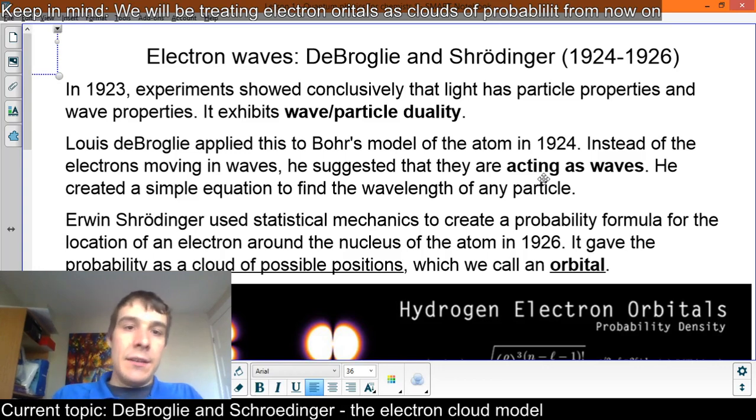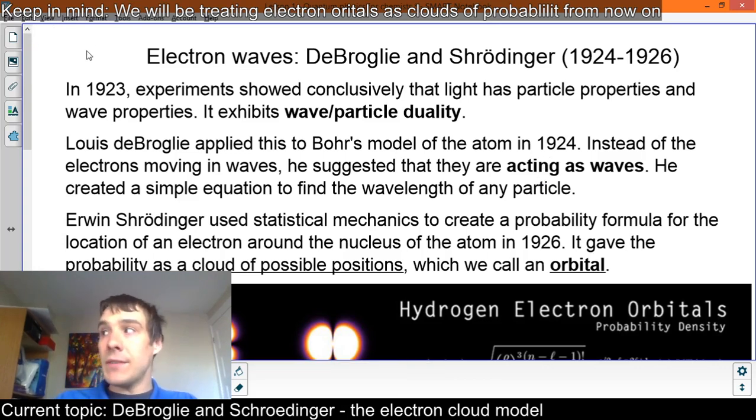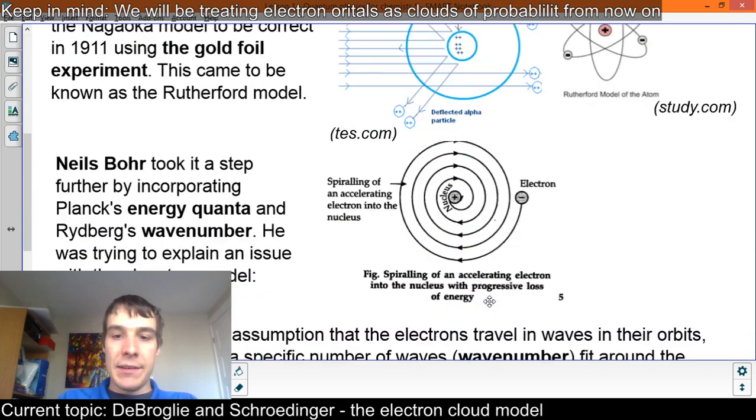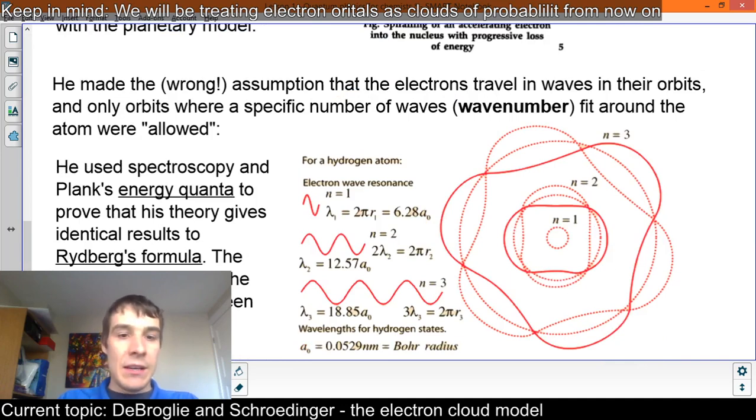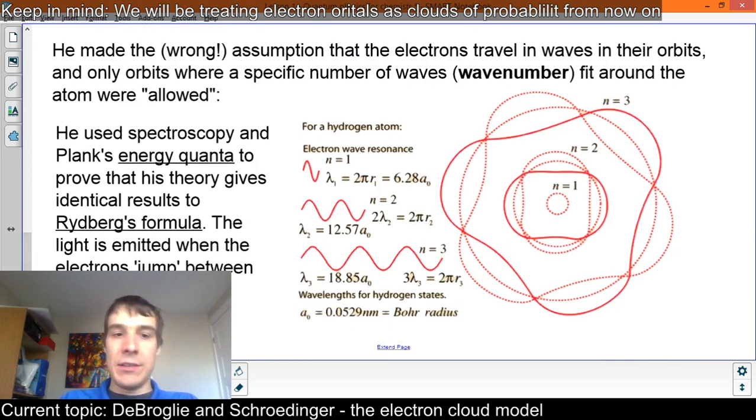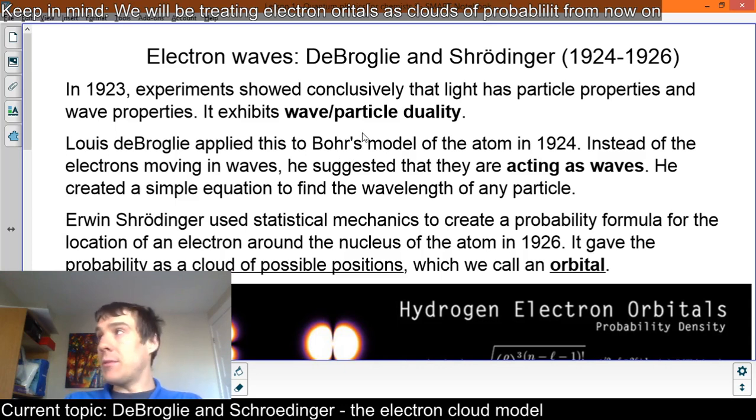Okay, and I'm back. And the last piece here is electron waves, the electron cloud model of orbits, of orbitals. So basically, Bohr made this incorrect assumption that they travel in waves. Schroedinger and DeBroglie, actually DeBroglie first, took this concept of wave-particle duality that was discovered in experiments in 1923. That was when Einstein was proven right that light can act as a particle.